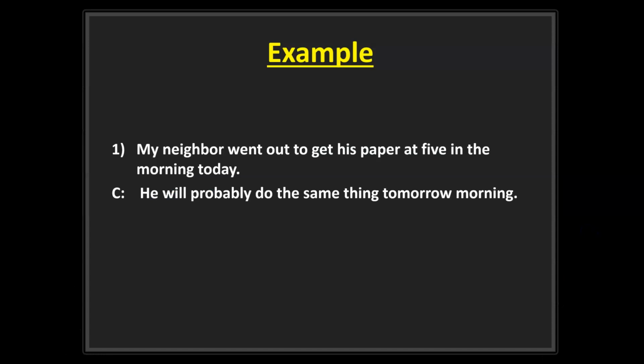My neighbor went out to get his paper at 5 in the morning today, so he'll probably do the same thing tomorrow morning. Pretend it's true for a minute, of you or me or whomever. If it's true that your neighbor went out to get his paper at 5 in the morning today, are you warranted to draw the conclusion that he's probably going to do the same thing tomorrow morning? Again, test for strength and then cogency.